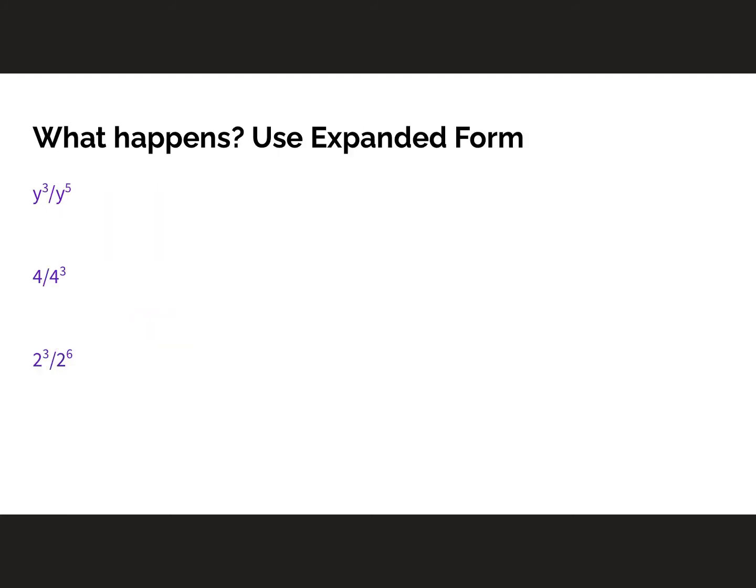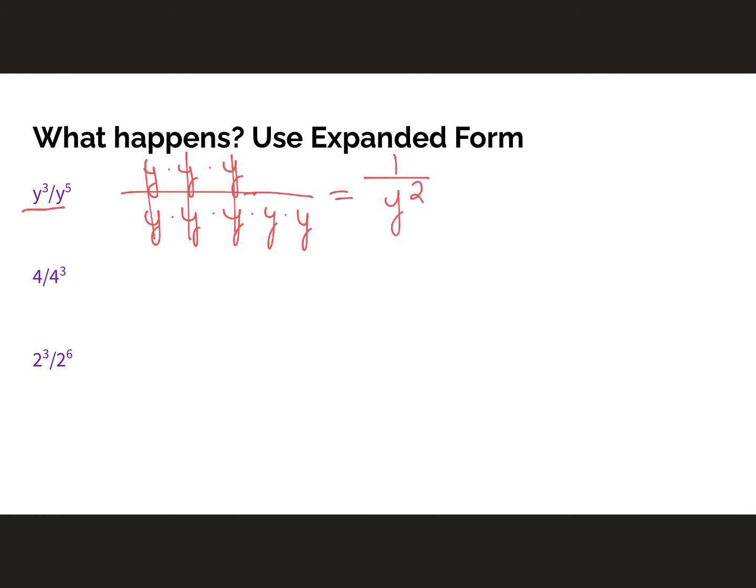Now let's look here. We're going to look at our expanded form. So here I have y to the third divided by y to the fifth. So that's y times y times y divided by y times y times y times y times y. So here, those cancel, and I'm left with 1 over y squared. If I did the subtraction, I would have y to the 3 minus 5, which would give me y to the negative 2.